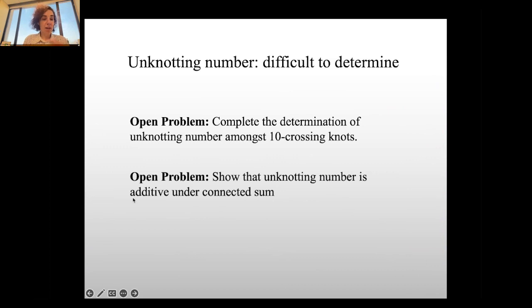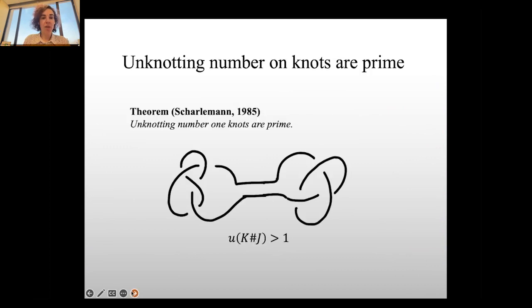Towards the second open problem, there's a classic result due to Scharlemann in 1985. And that's that unknotting number 1 knots are prime. So here is a figure 8 knot and a trefoil knot connect summed together. The figure 8 knot has unknotting number 1, and the trefoil knot has unknotting number 1. Well, at least in this case, we know that the unknotting number of this connected sum cannot be 1. So we would like to have a result that is similar to Scharlemann's result on unknotting number 1 knots and their primality.